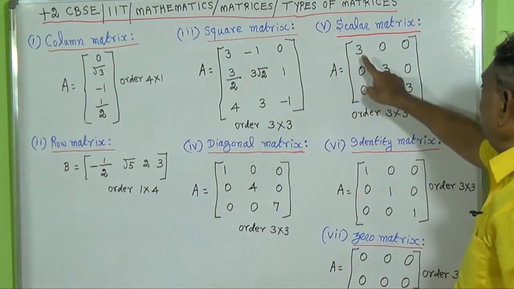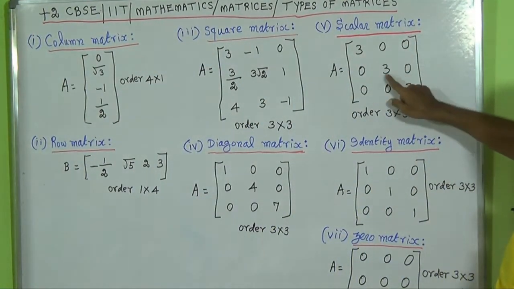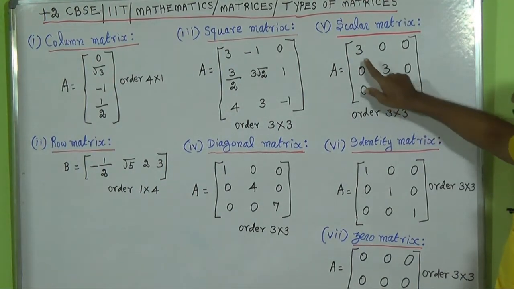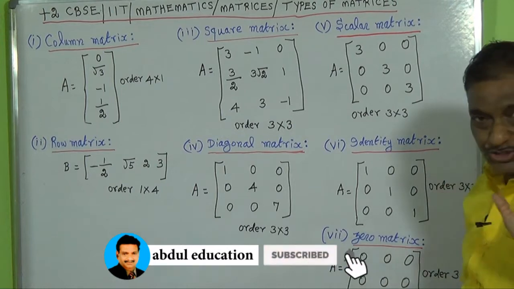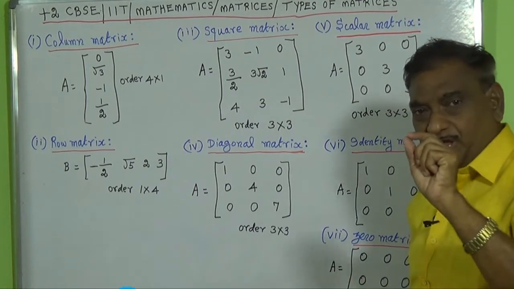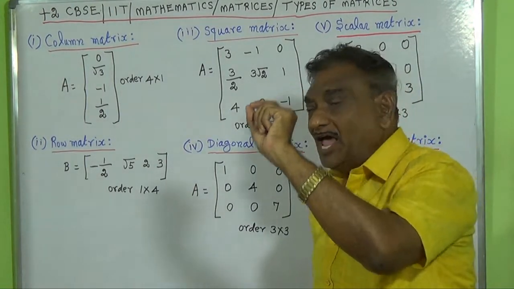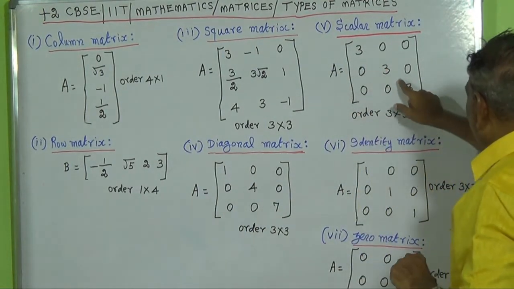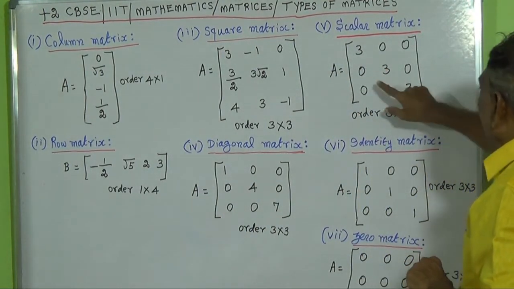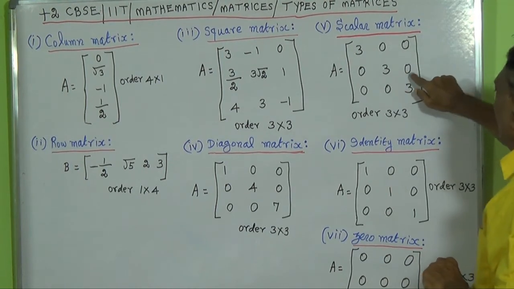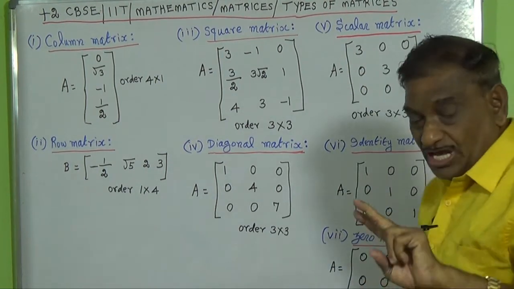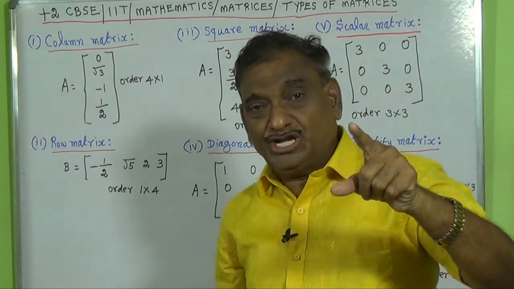That is the first condition. Number of rows should be equal to the number of columns. 3 rows, 3 columns. So the first condition is satisfied. There should be elements only in the diagonal. There are elements only in the diagonal. The non-diagonal elements should be 0. Here the non-diagonal elements are 0. So the second condition is also satisfied.